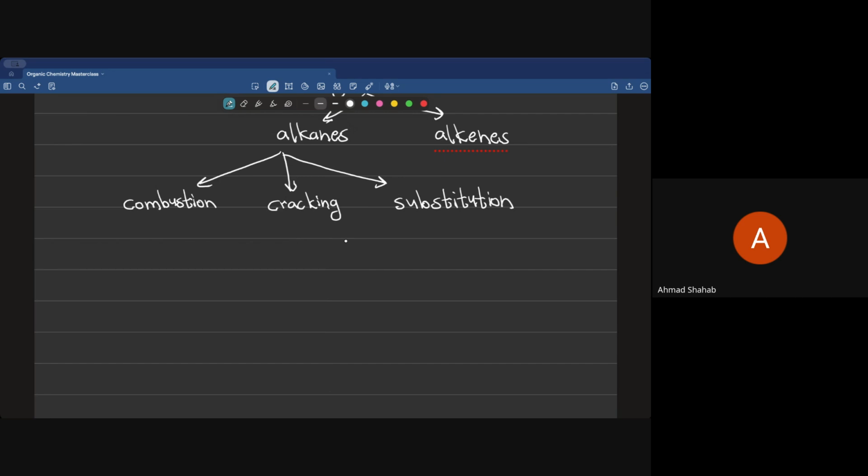This is what the first half of our class is going to be dealing with. अगर हमारे पास टाइम हो तो isomerism हम जितनी आज कर सकेंगे हम करेंगे. Combustion and substitution for alkanes.